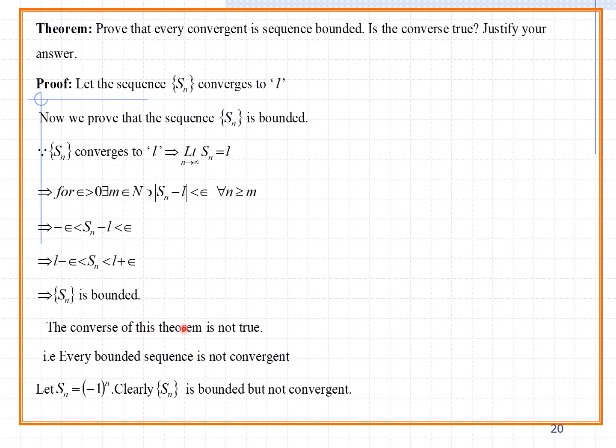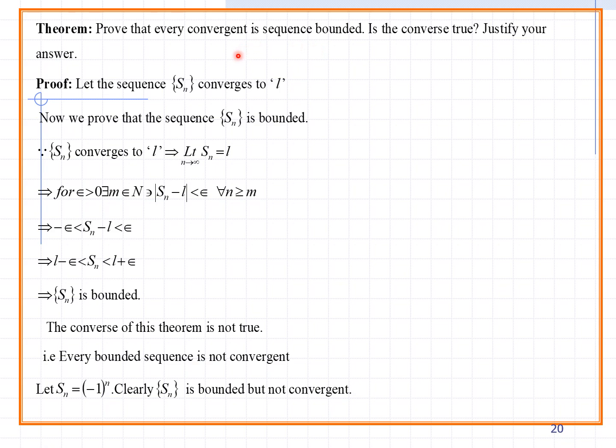The converse of this theorem is not true. That is, every bounded sequence is not convergent. It is very important, you can observe that. Convergence implies bounded, so convergence means you get a negative value and a positive value. But a bounded sequence is not convergent. Why? Because bounded means you have a lower value and an upper value.